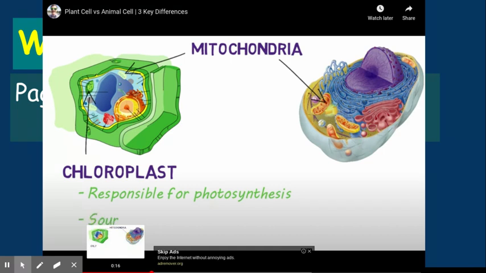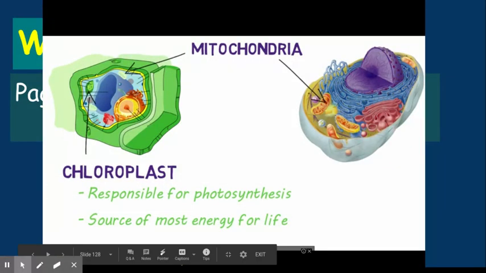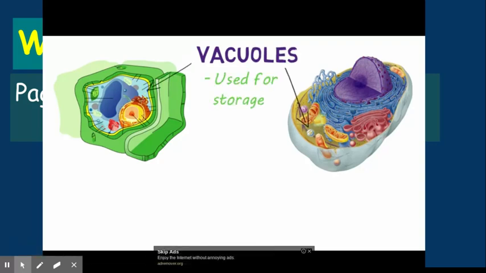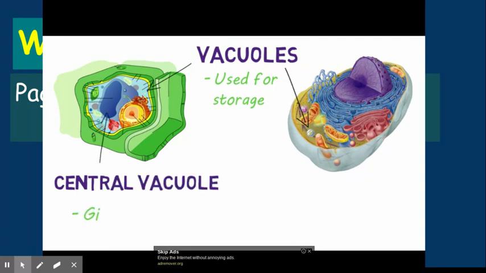Most energy for life on the planet comes from the sun through photosynthesis in the chloroplast. Both plant cells and animal cells have vacuoles. These are used for storage in the cell. However, only plant cells have a large central vacuole that contains mostly water. It's this central vacuole that gives plants their stability and turgor.